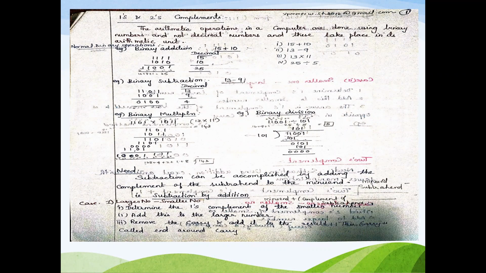The arithmetic operations in a computer, that is in its arithmetic and logic unit, are done by using the binary numbers rather than using the decimal numbers. First, we'll see the basic operations with the binary numbers. The four basic operations involve binary addition, binary subtraction, binary multiplication, and binary division. We will see an example of each.